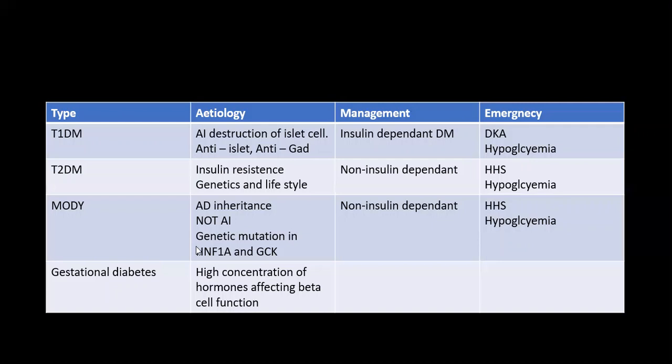And gestational diabetes is affected by the hormones that are released during pregnancy, and they affect beta cell function and cause some insulin resistance.